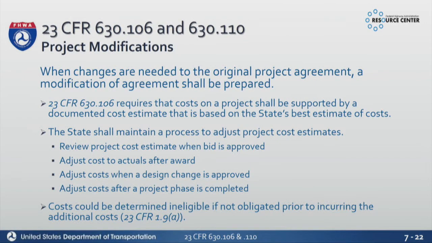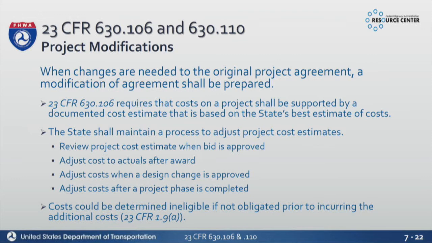So project modifications. This is in 23 CFR 630, and this talks about when we need to do those modifications. So 106 requires that costs on a project have to be supported by a documented cost estimate that's based on the state's best estimate of costs. So if you have your contractor's estimate plus any change orders, that's going to be your best cost estimate, and that's what it should be in FEMAS. And then we'll pay our fair share.